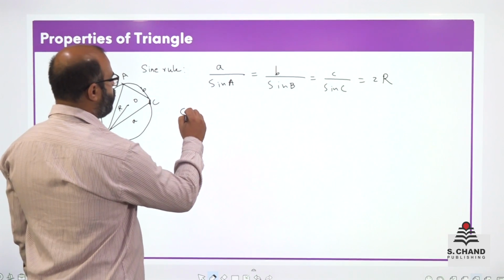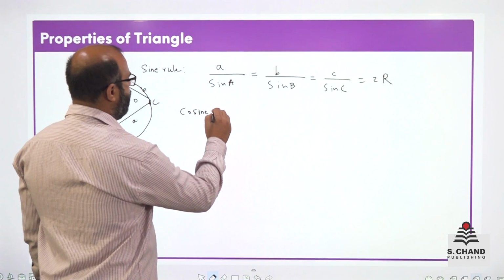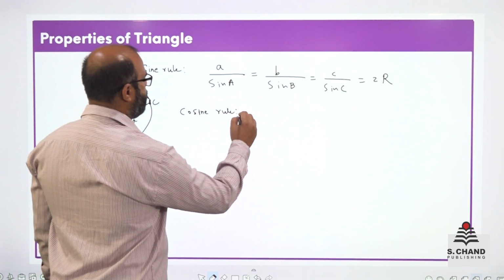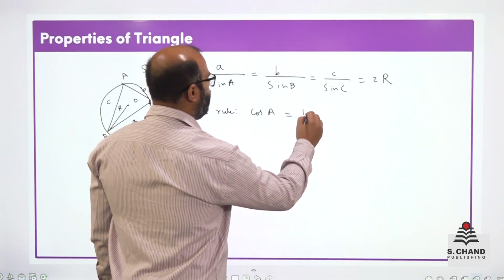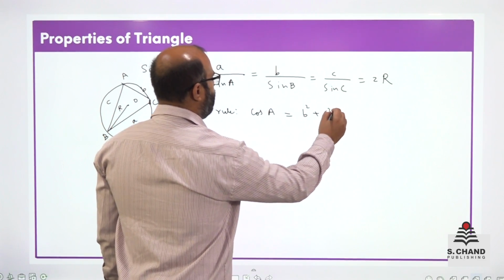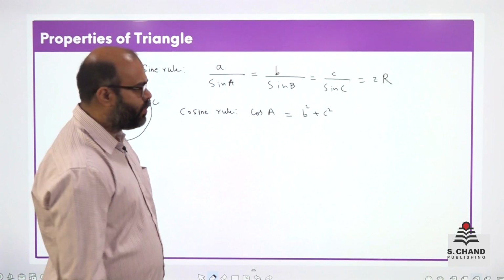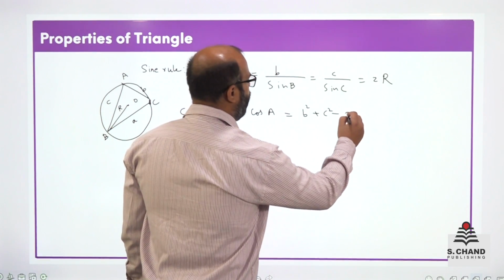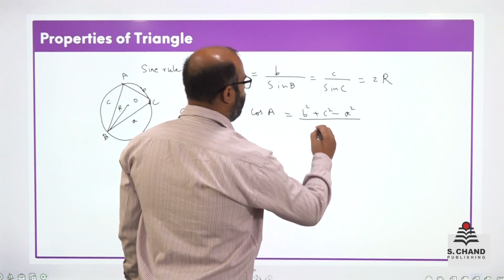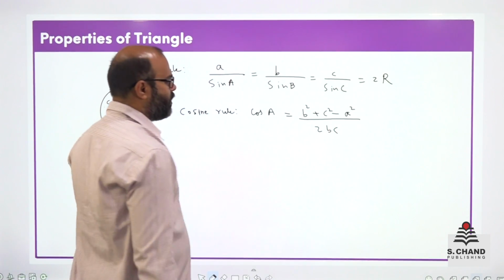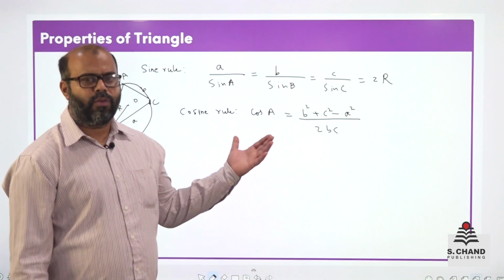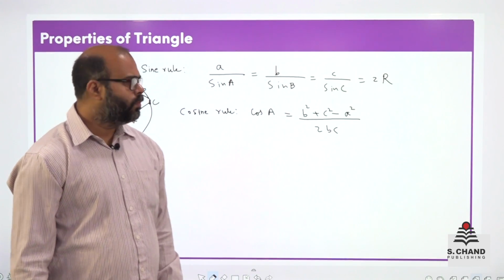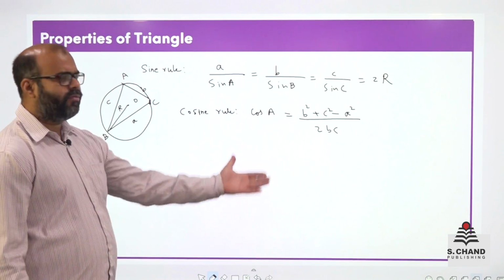Next we have cosine rule. In a triangle, cosine rule is stated like this, that cos of an angle A is equal to b square plus c square. That is, these are the adjacent sides b and c, minus a square, the opposite side, upon 2bc, the adjacent sides. Similarly, if you want, you can write cos B. Similarly, if you want, you can write cos C also. So cosine rule can have 3 formulas.